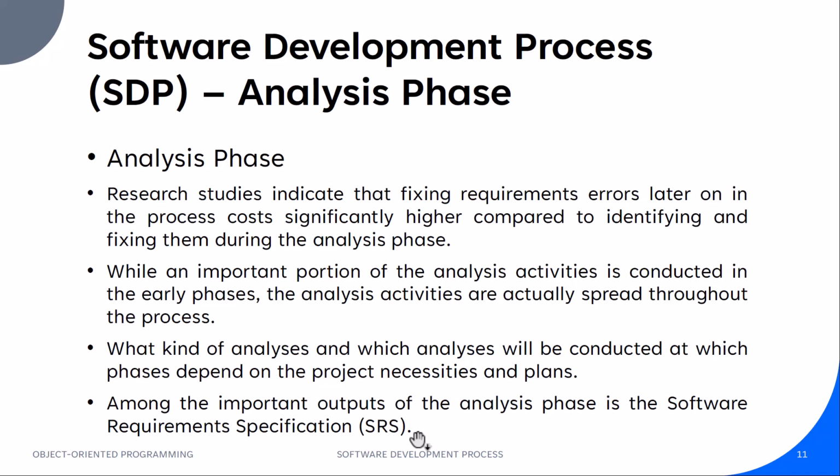Therefore, while an important portion of the analysis activities is conducted in the early phases, the analysis activities are actually spread throughout the process. And what kind of analysis will be conducted at which phases depends on the project necessities and plans. Among the most important outputs of the analysis phase is the software requirements specification. In this document, we are going to detail what the requirements for the project are.